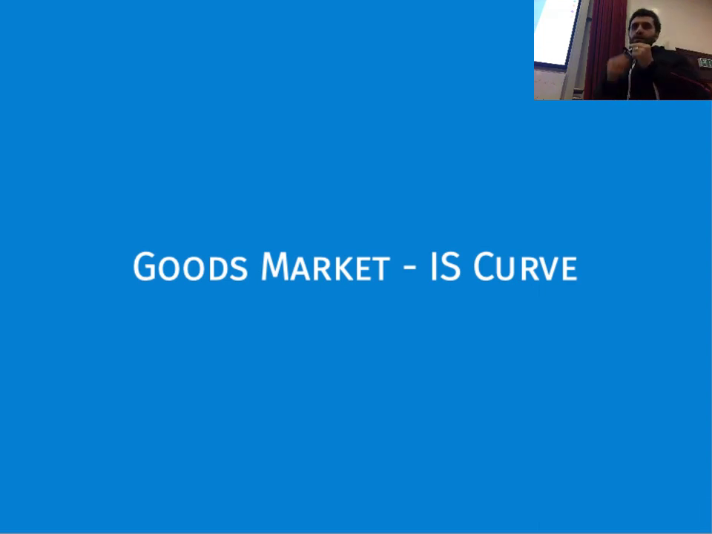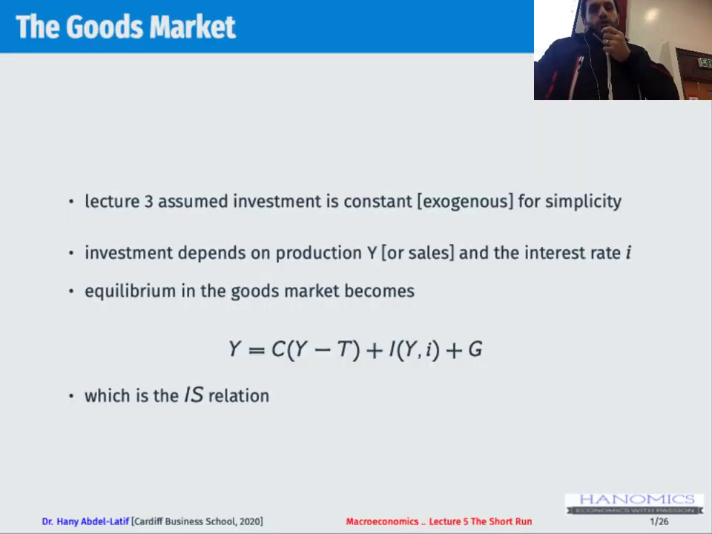With the first curve, the goods market, the IS curve. So again, IS here means investment equals savings, and that gives us the equilibrium condition in the goods market. Just to recall from lecture 3, we assumed that investment is exogenous, given or constant, and this is not true. We did this just to simplify the analysis in lecture 3 when we talked about the goods market.